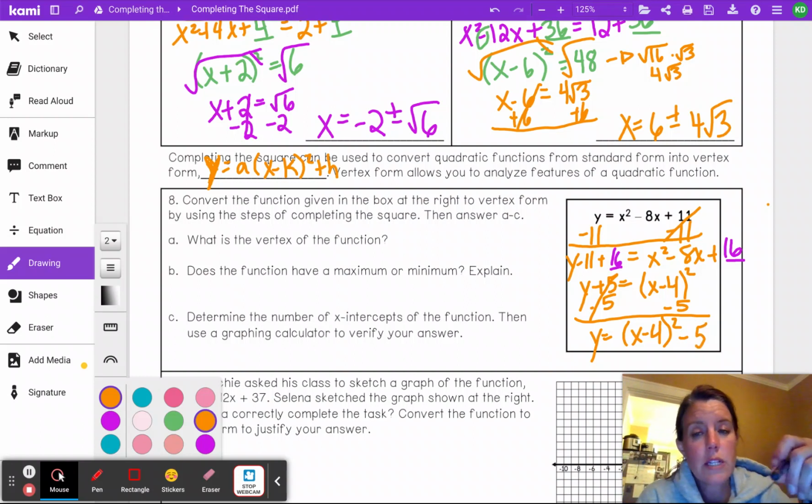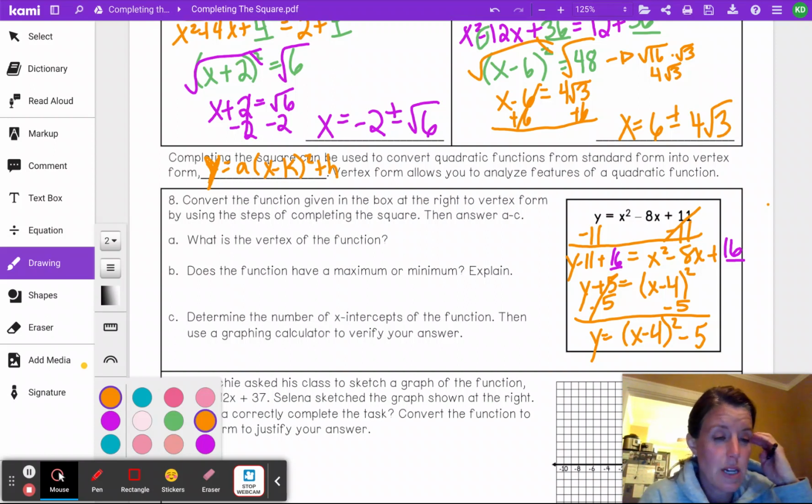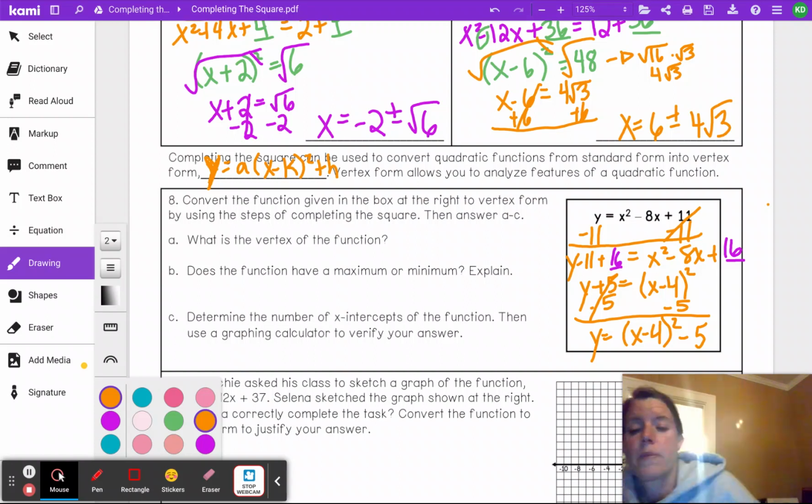So now we're in vertex form, which is y equals a, that's a number on the outside of your binomial squared. We don't see it, but in this case, there's a 1. Then x minus k, k is one of our numbers, and then plus h. H is another one of our numbers. It's kind of like in slope-intercept form. The m and the b, those stand for numbers. Those have a reason, okay?